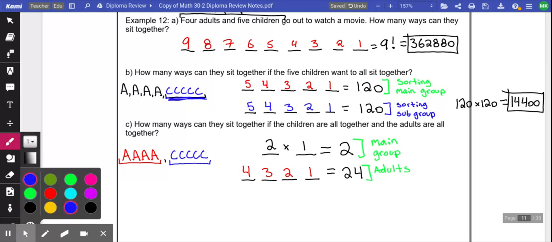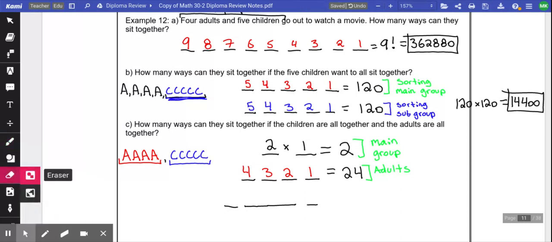I then have to do it again for my other subgroup, which in this case is the children. Oh man, my computer is lagging. This gets frustrating.